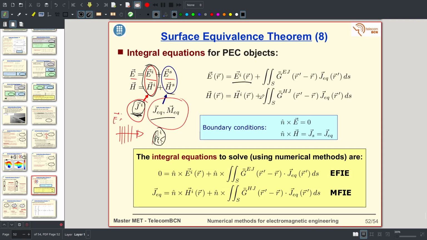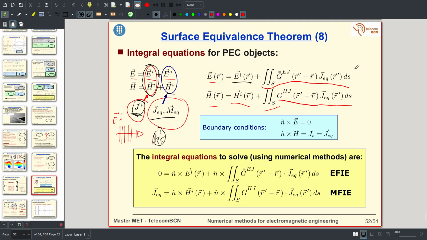And then we have the scatter field due to the equivalent currents. So incident field plus scatter field. The scatter field is the radiation of the equivalent current, so it is the convolution of the Green's function with the equivalent currents. And we can set this for the electric or the magnetic field. In this case, it's for the magnetic field, it's the convolution of the Green's function for magnetic field due to equivalent electric current with the equivalent electric current. Okay.